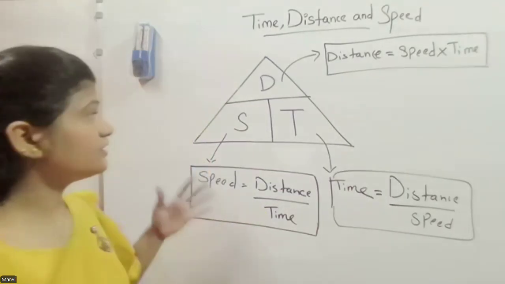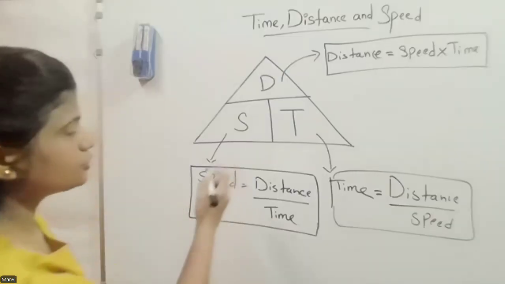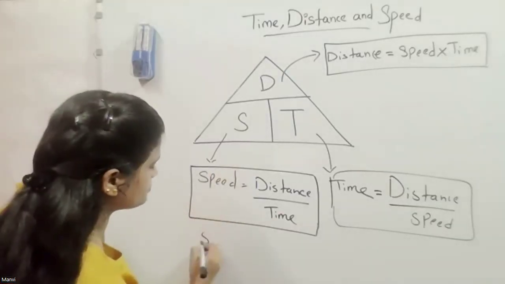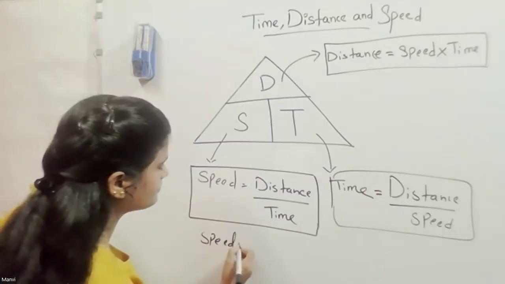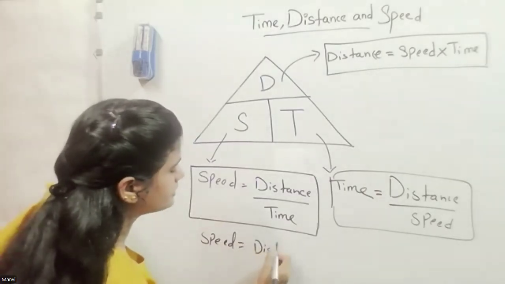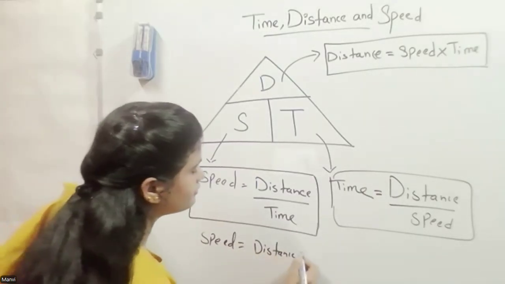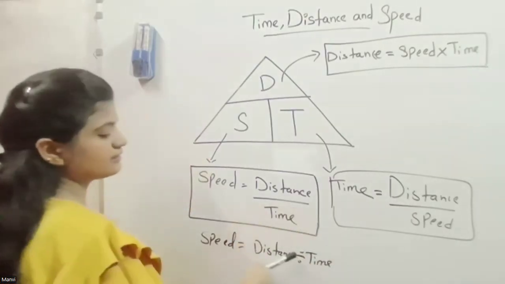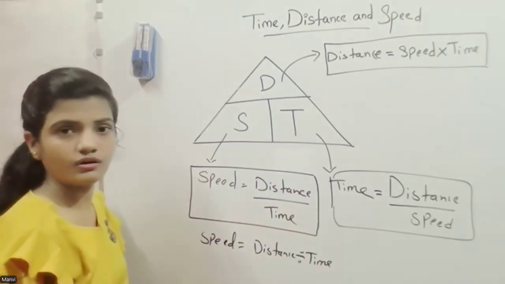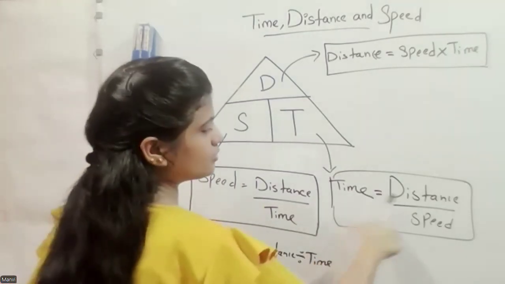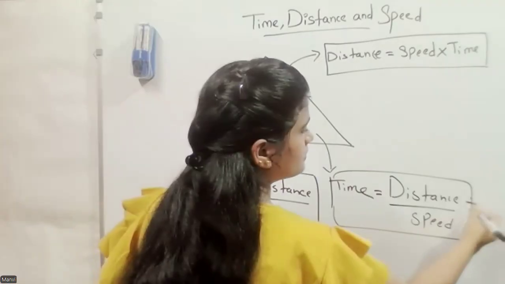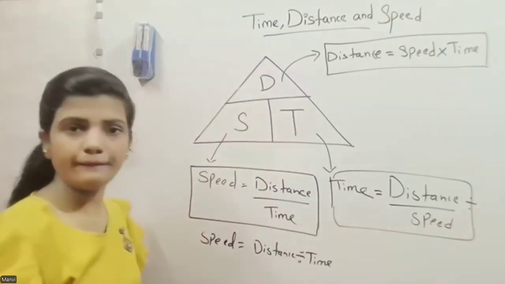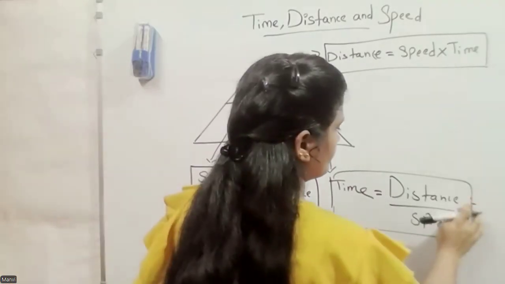You can write the speed in this way as well. Both are the same. Speed equals distance divided by time. This "by" is nothing but division. Here also, time equals distance divided by speed.